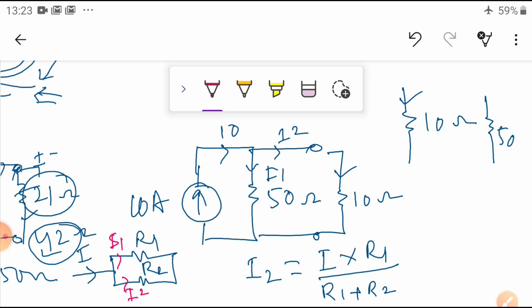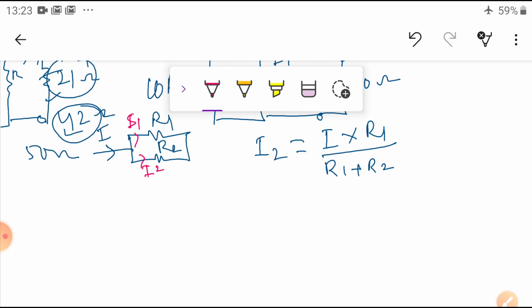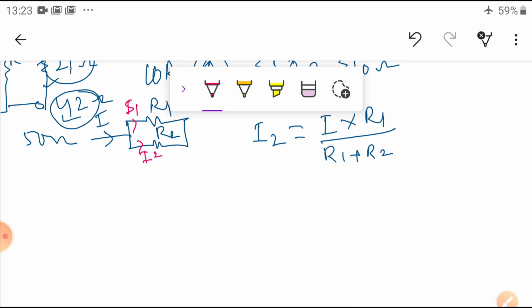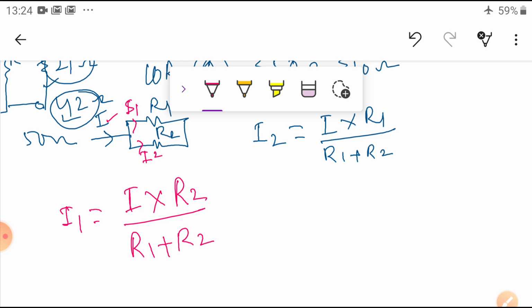Okay, so what is the base formula? You know it from previous classes. Here I want to know I1, so what is the current? It is I into R2, giving preference to the other resistance, divided by R1 plus R2. I can easily calculate.